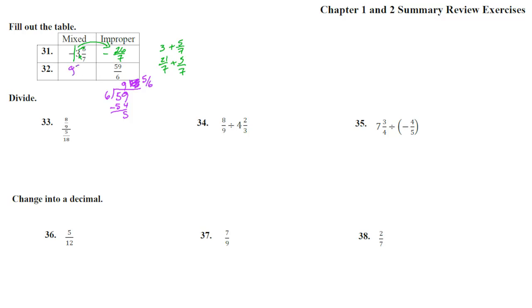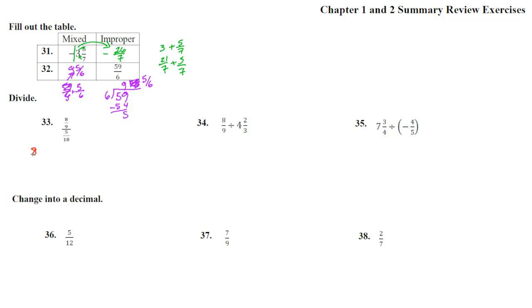So 9 and 5/6. Notice this is the same thing as saying, oh, 6 goes into 59 9 times, so that's 54 sixths, and there are 5/6 left over. So 54 sixths, that is the 9. Cool. All right, number 33.